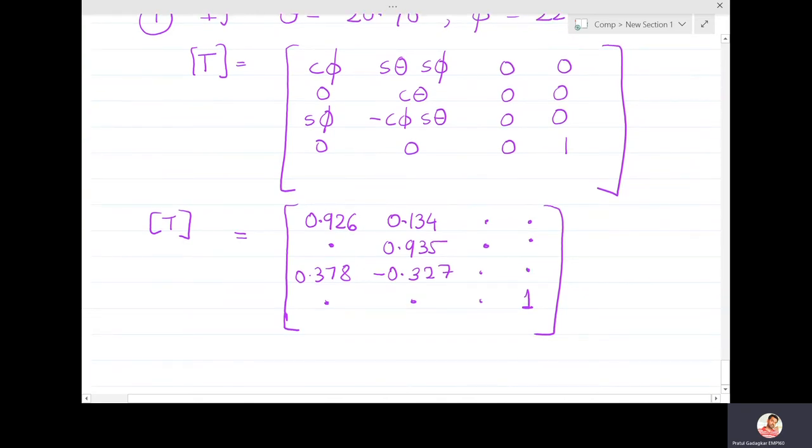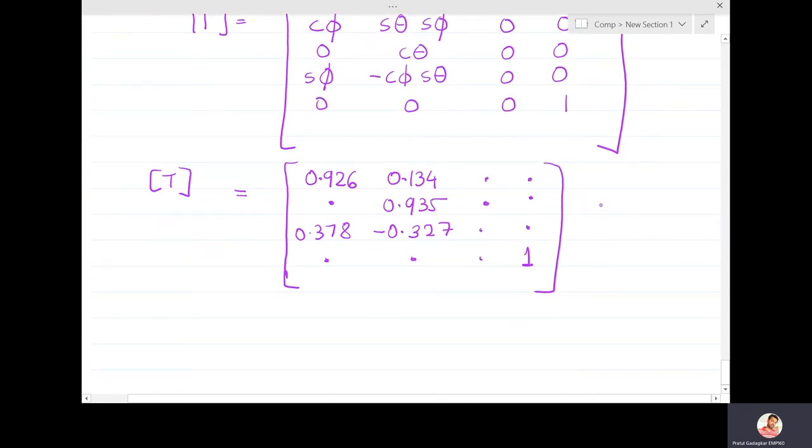Okay, so this is the first matrix of dimetric projection where theta is positive and phi is also positive. How much was theta? Theta was 20.70 degrees and phi was 22.20 degrees. Similarly, if you take phi positive and theta negative, you will get different entries because the signs will change. That will be your next dimetric projection and so on. You will get all the four dimetric projections.